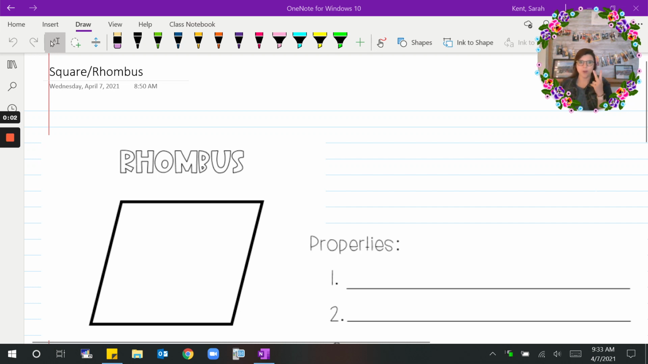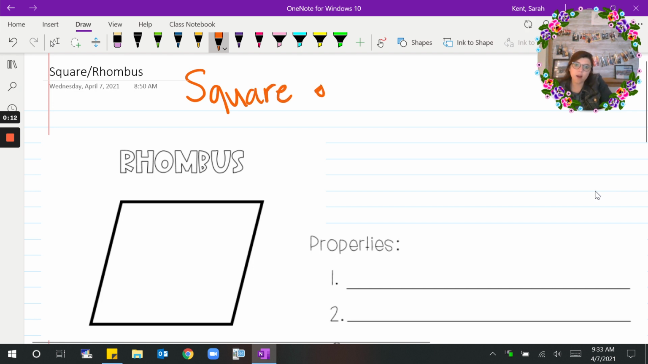And we're back. Part two, more shapes. All right, we have the square and rhombus today. Just like the rectangle, the square and rhombus will connect back to the rectangle and parallelogram.